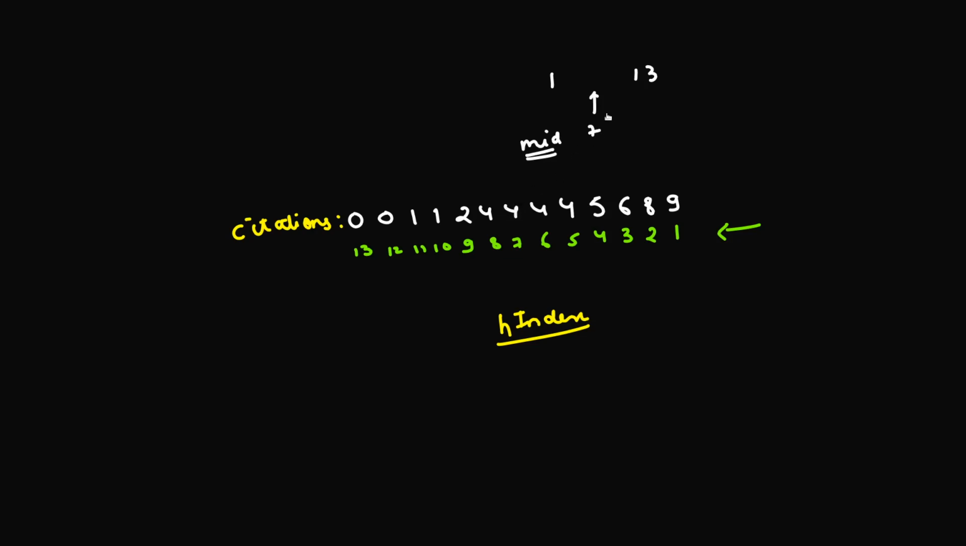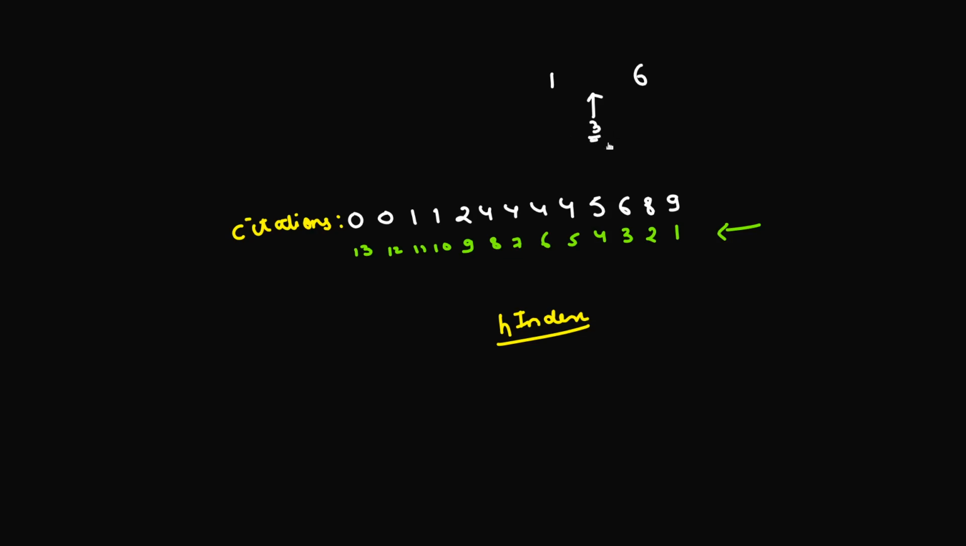So I'll be reducing my binary search, and instead of 1 to 13, I'll be doing the binary search from 1 to 6. 6 is what? 7 minus 1. So I'll be doing the binary search in between 1 and 6. Now the value between 1 and 6 is 3. And I'll be checking whether 3 can be a possible h index or not.